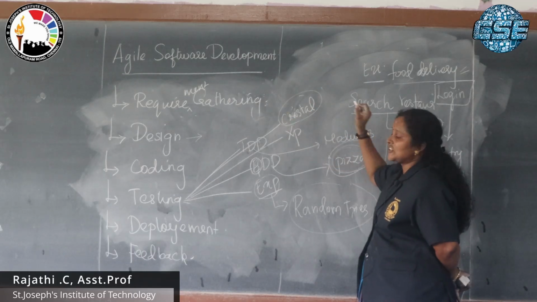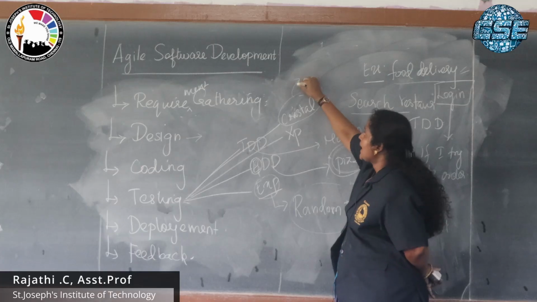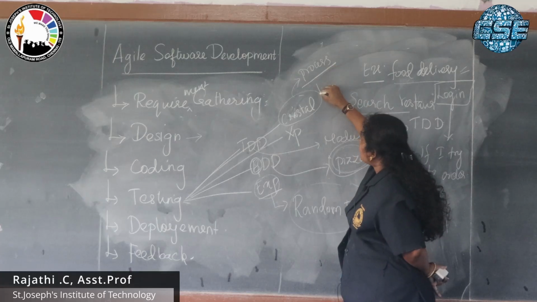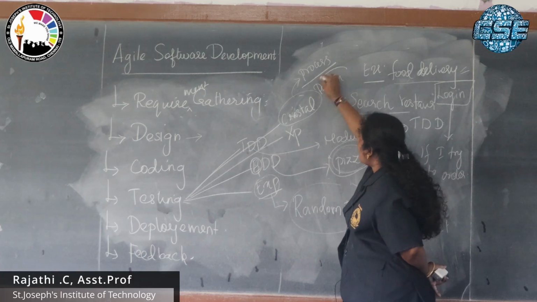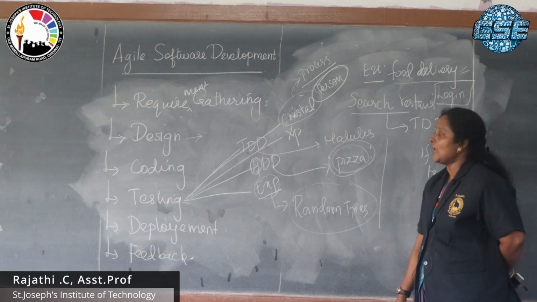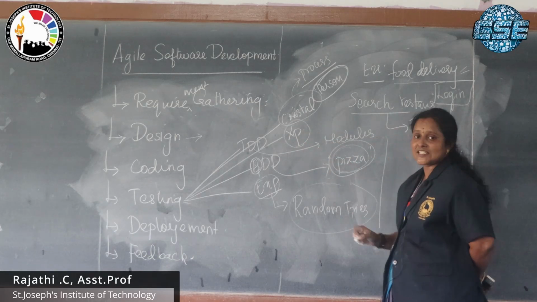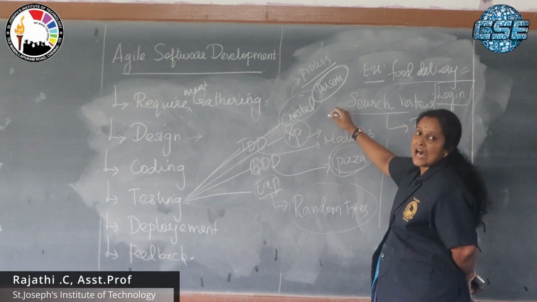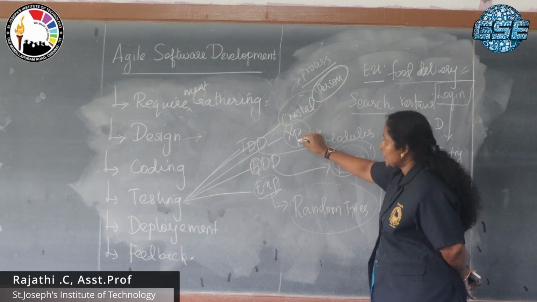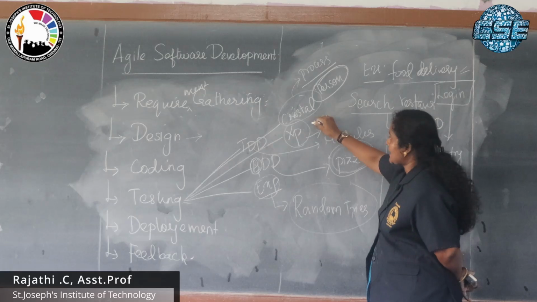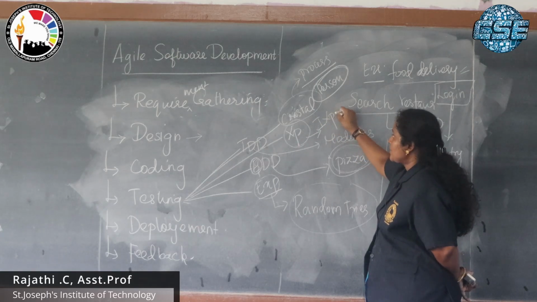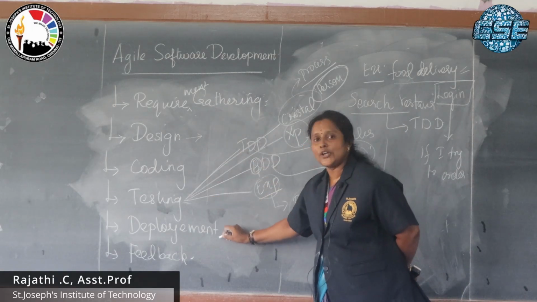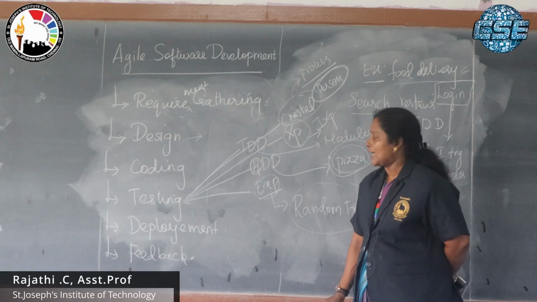Then the crystal methodology. Instead of focusing on process, it focuses on the people involved in the software development process. And extreme programming is another agile development methodology used for larger organizations. If I apply XP in a larger organization, I can call it industrial XP, industrial extreme programming.